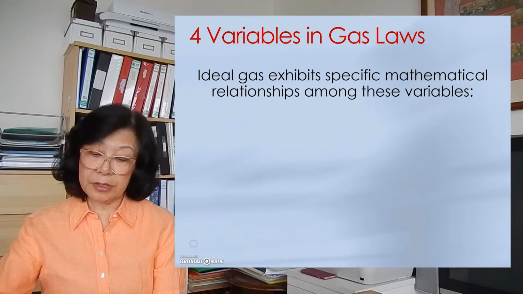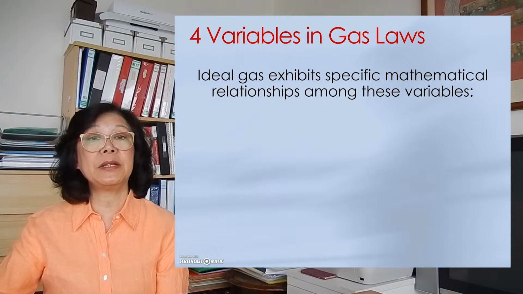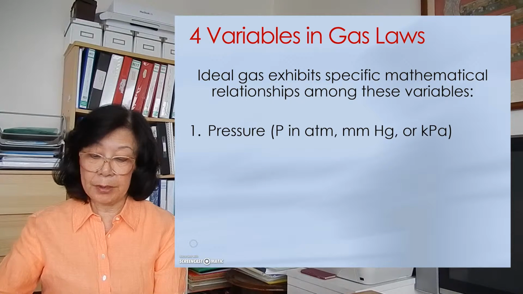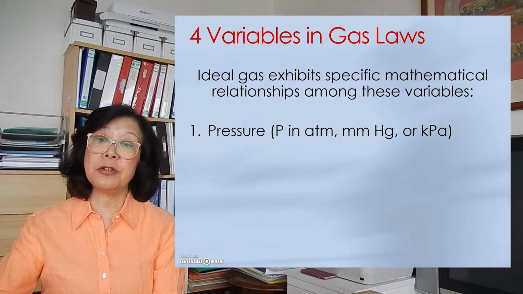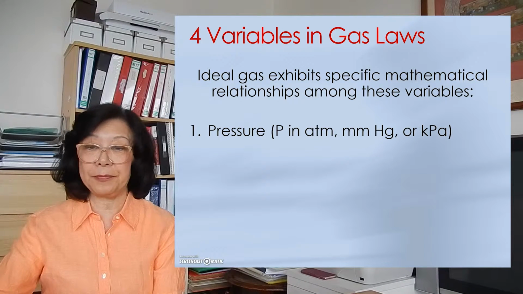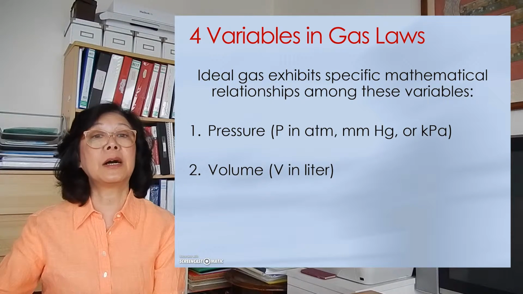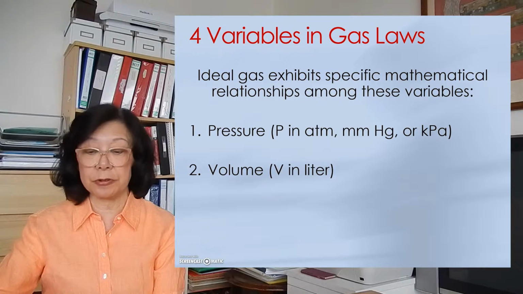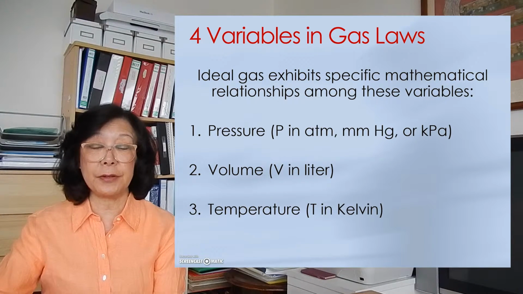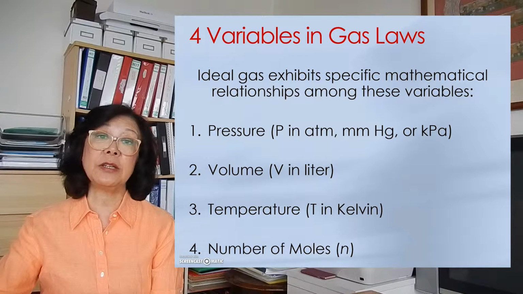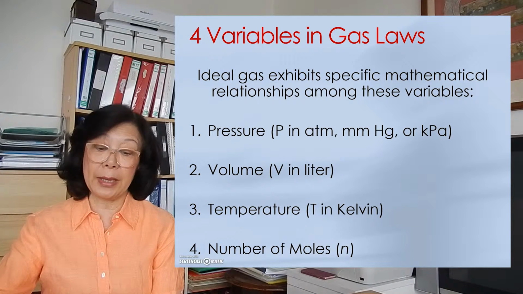When we explore the mathematical relationship in ideal gas behavior, we look at 4 variables. 1, pressure, in atmospheric pressure or millimeter mercury or kilopascal. 2, we are concerned about volume in liters. 3, we're concerned about temperature in Kelvin. And finally, the number of moles represented by n.